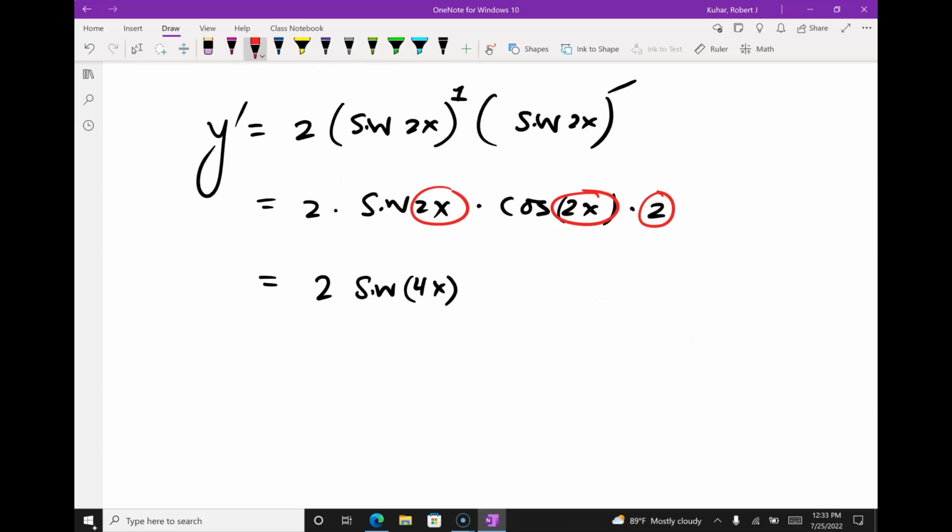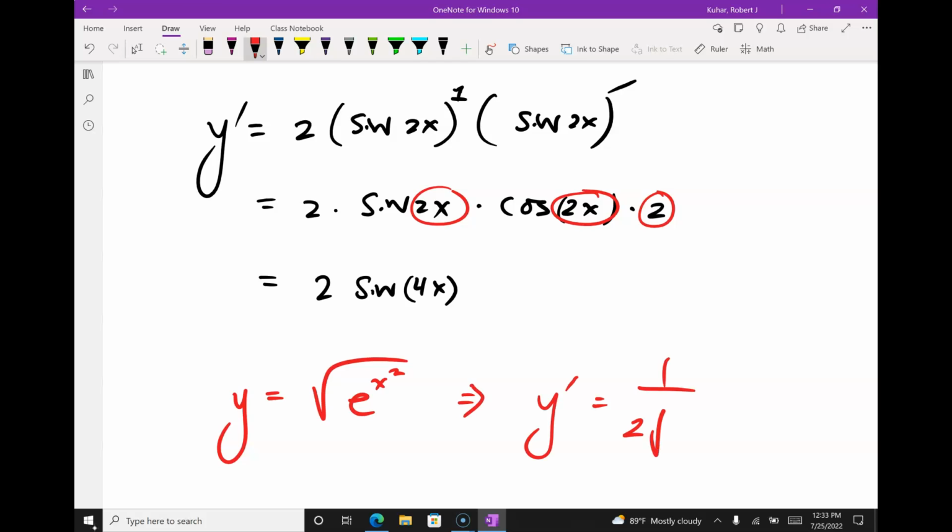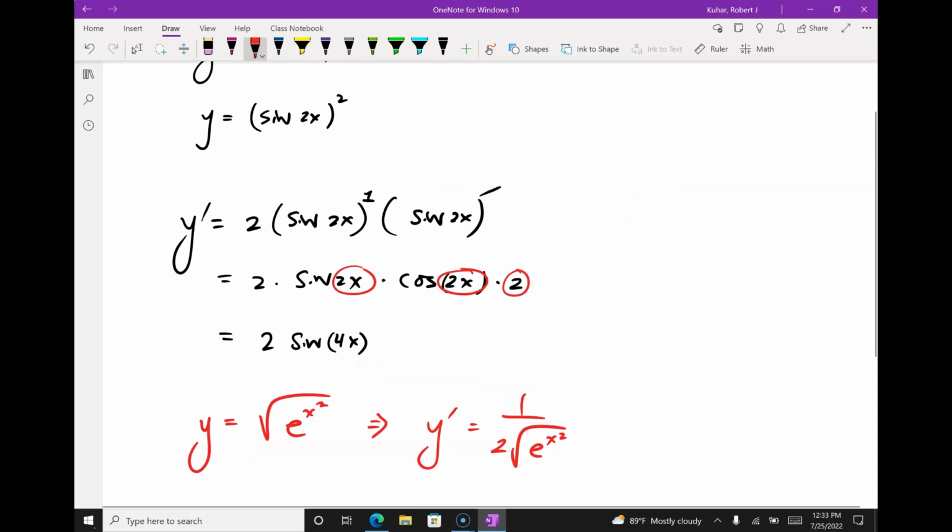Let's do another nested one. I kind of want to cheat on this one, don't I? Just take a square root first, right? So what's the outside function? Square roots, right? Yes? So y prime is 1 over 2 square root of, keep the cat in the box. And then what is the derivative of the inside?